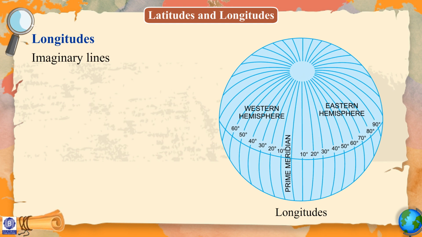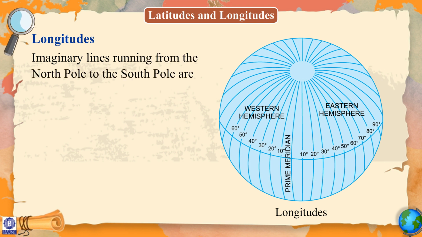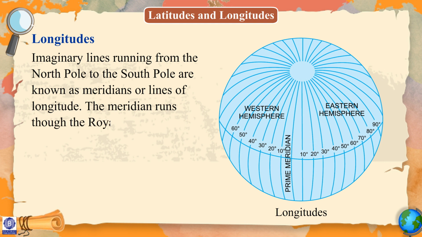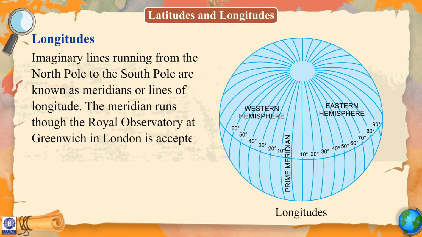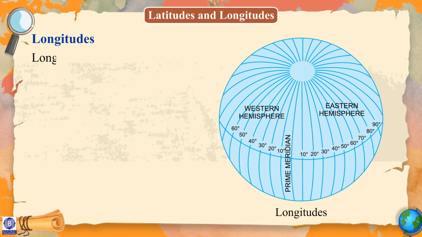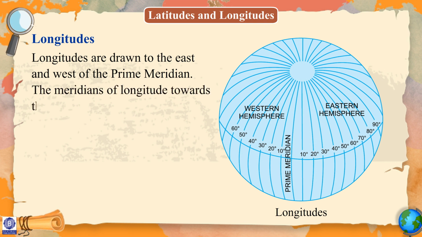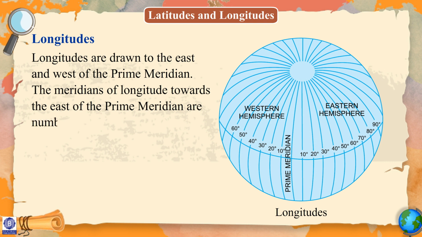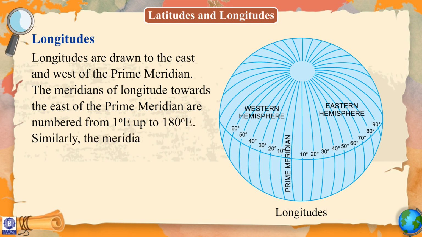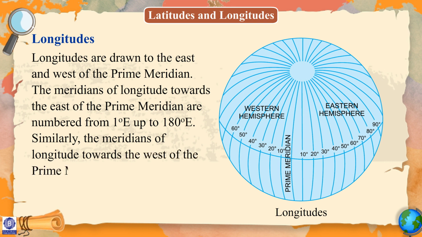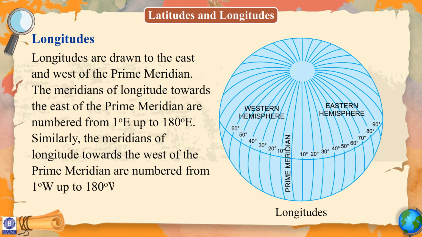Longitudes. Imaginary lines running from the North Pole to the South Pole are known as meridians or lines of longitude. The meridian that runs through the Royal Observatory at Greenwich in London is accepted as the 0 degree meridian. It is also called the prime meridian. Longitudes are drawn to the east and west of the prime meridian. The meridians of longitude towards the east of the prime meridian are numbered from 1 degree east up to 180 degrees east. Similarly, the meridians of longitude towards the west of the prime meridian are numbered from 1 degree west up to 180 degrees west.